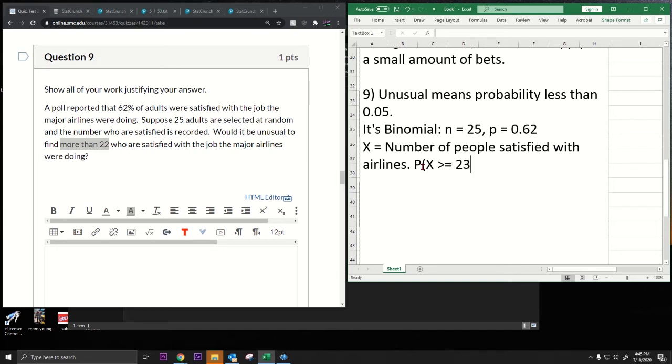However you want to do that. You want to use greater than or you want to use greater than or equal to. You can do that, either one of those. Greater than or equal to 23. Because if it's more than 22, then it's at least 23. Because this is discrete. And that's it. That's all we're doing.